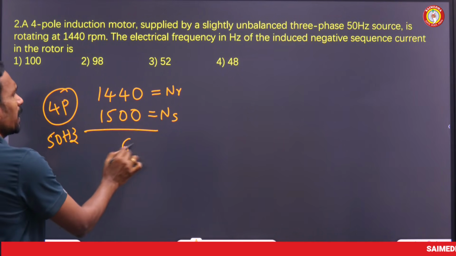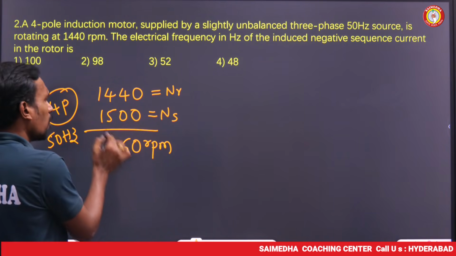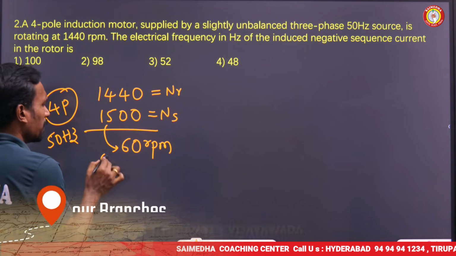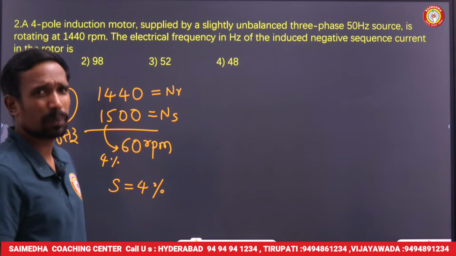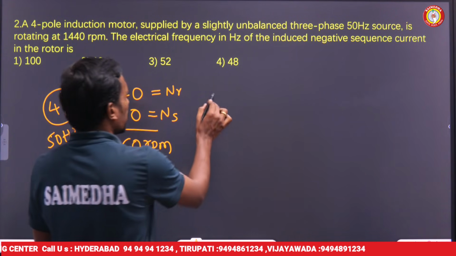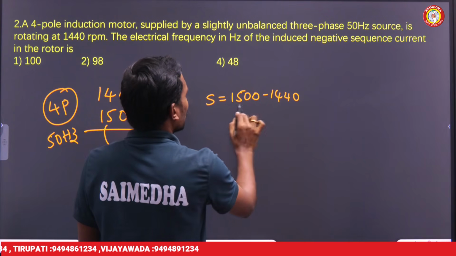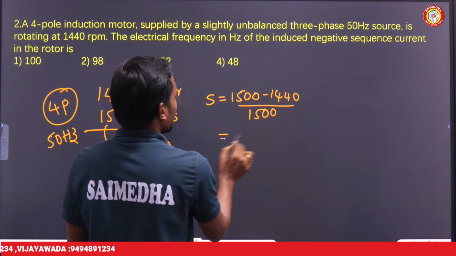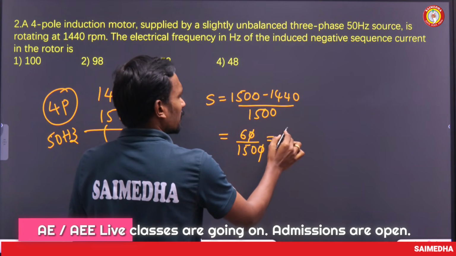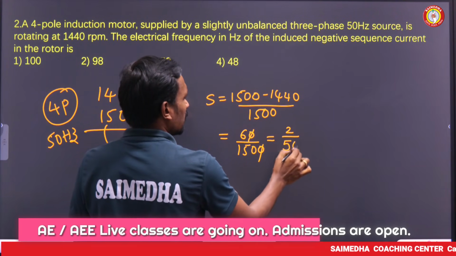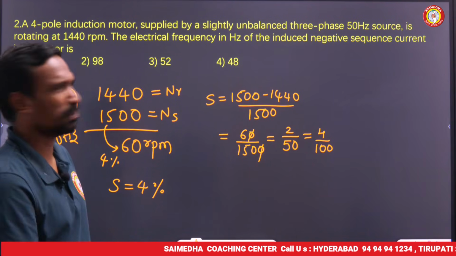So what will be the slip speed? The slip speed is 60 RPM. 60 RPM is how much percent of 1500? 60 RPM is 4% of 1500. So the slip is 4% actually. Otherwise, you can calculate S is equal to (Ns minus Nr) by Ns, which is 60 out of 1500, that is 2 out of 50, which is nothing but 4 out of 100, which is nothing but 4% of slip.